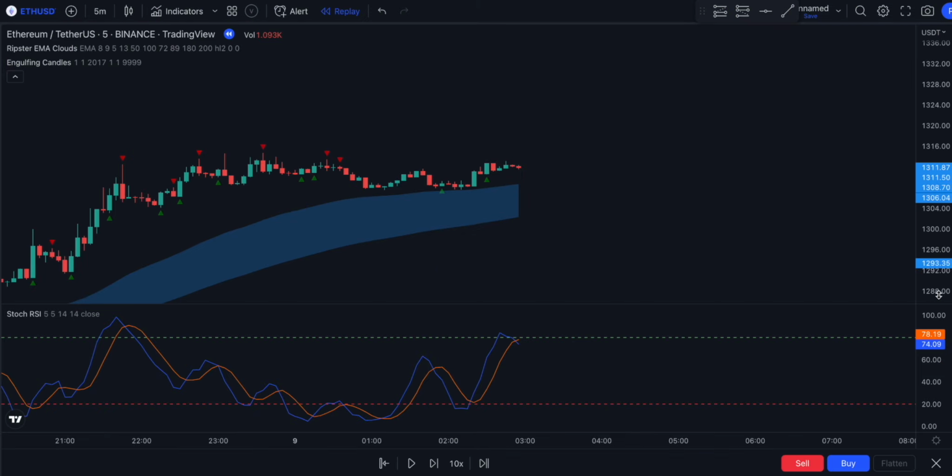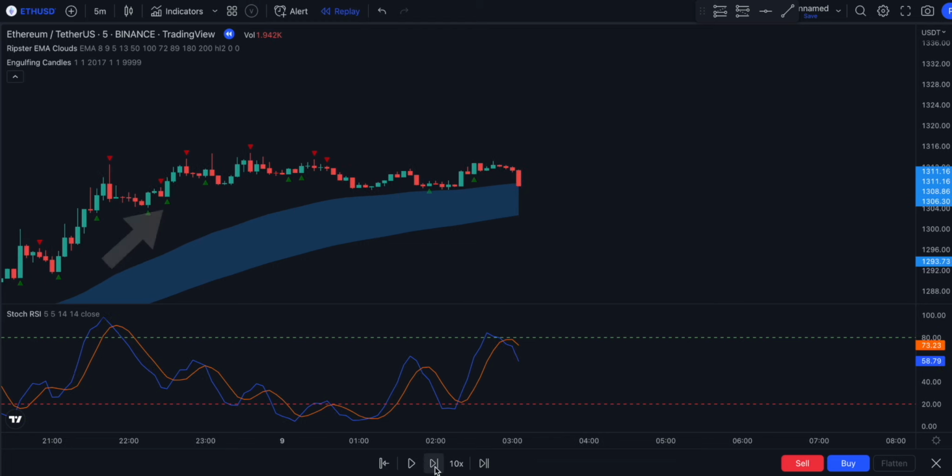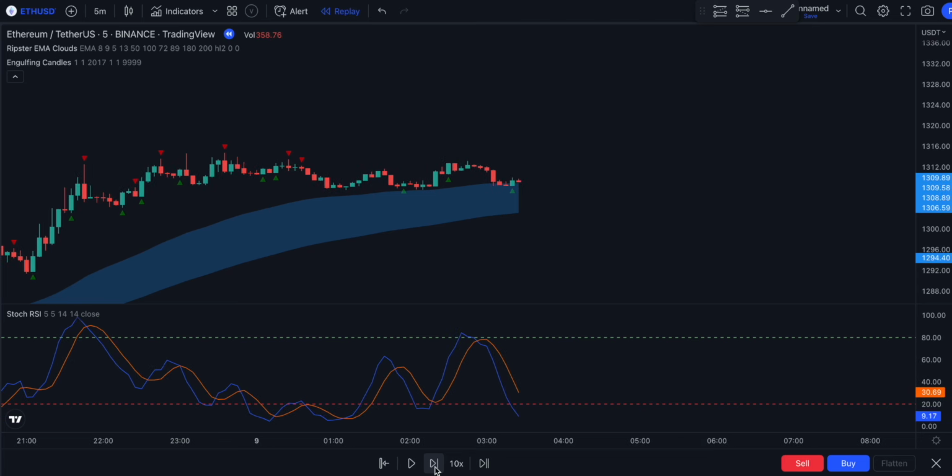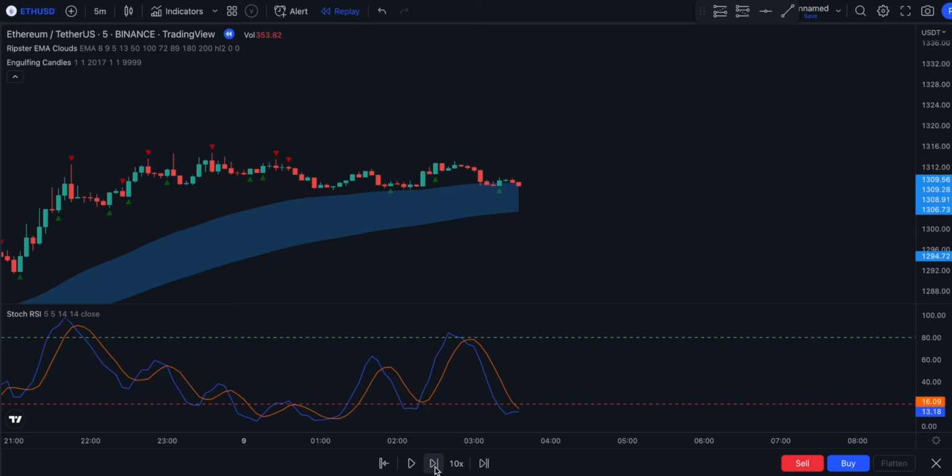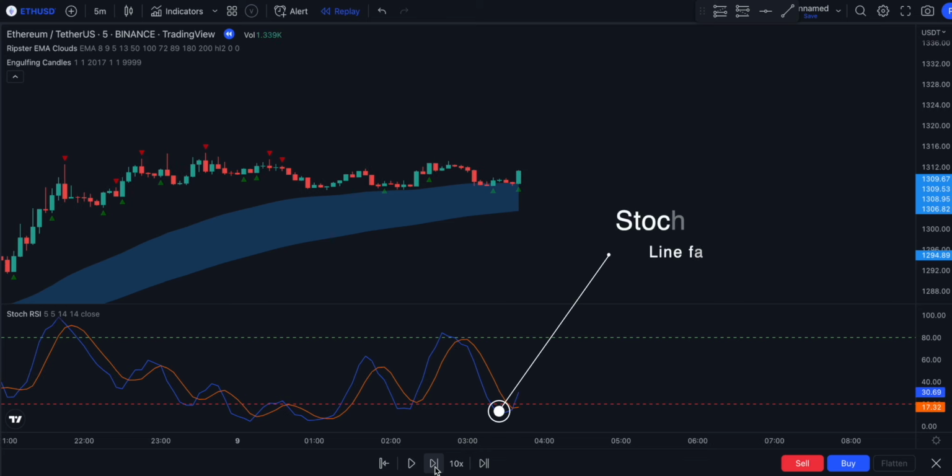Well, let's break down the conditions for a long trade. First, the price must break above the EMA cloud. The cloud must be blue. This is definitive confirmation of an uptrend. Second, after a sharp move to the upside, the price must retest the EMA cloud. However, it should not break below the cloud. Third, the Stochastic RSI must get oversold during the pullback.